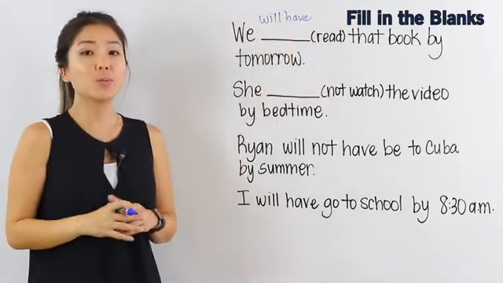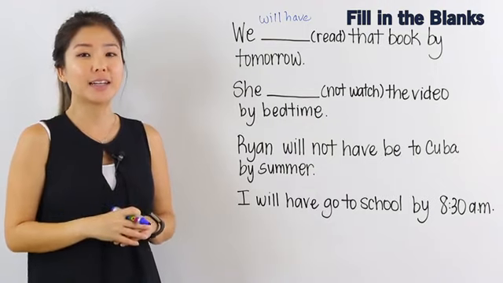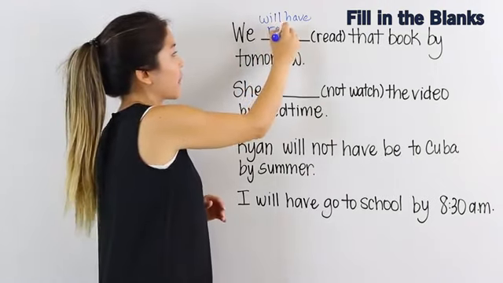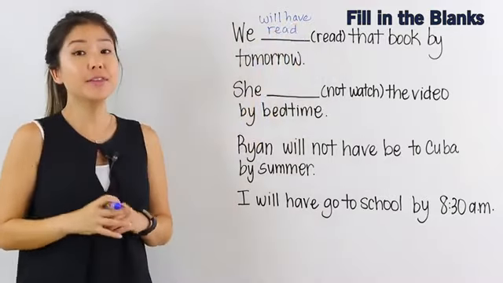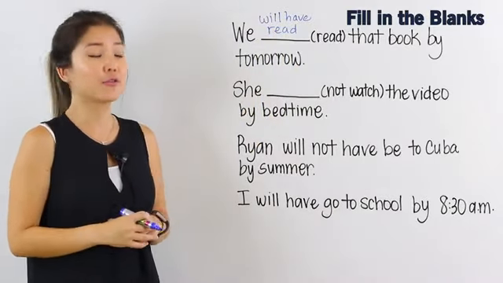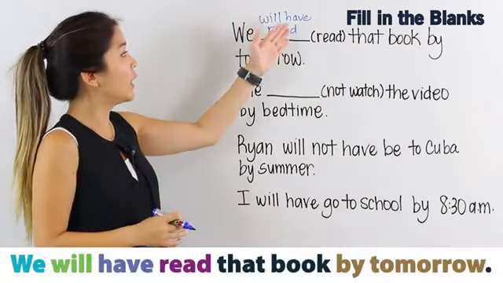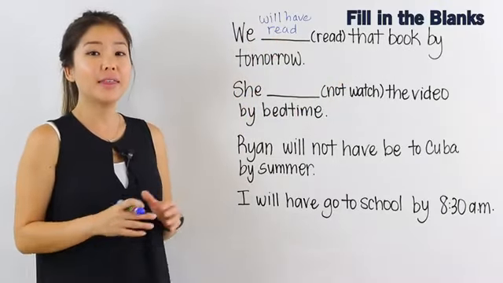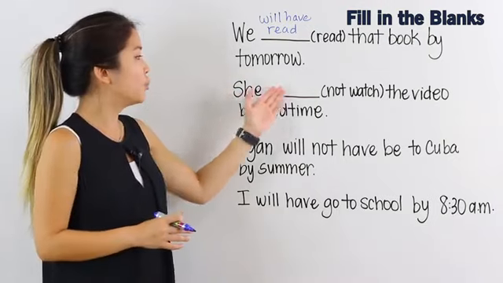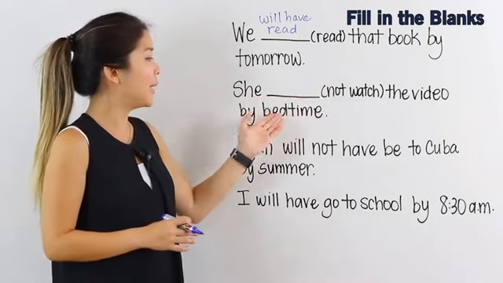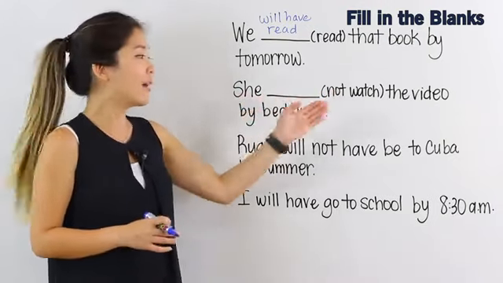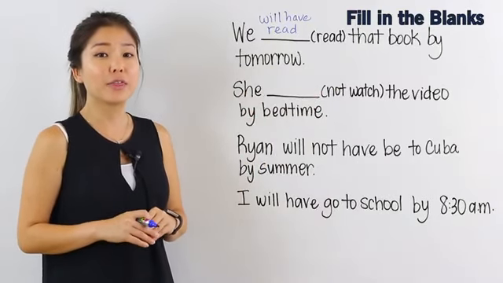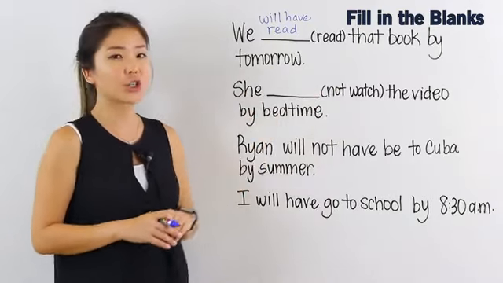What is the past participle of read? The correct answer is read. They're spelled the same, but they are pronounced differently. We will have read that book by tomorrow. The next sentence says, she blank the video by bedtime. Here we have not, so I want you to try the negative form, and the verb to try is watch.